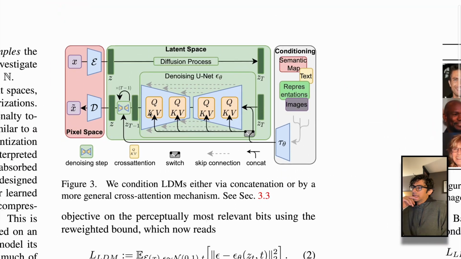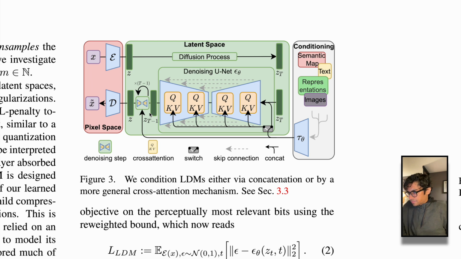Then we have this LDM over here. We condition LDMs either by concatenation or by a general cross-attention mechanism. Okay, so here they just want to show what the general architecture would be, and in particular how they are conditioning their LDMs. So it seems like the paper would have a latent diffusion model, and then it will also have conditions. The diffusion model itself would be conditional.